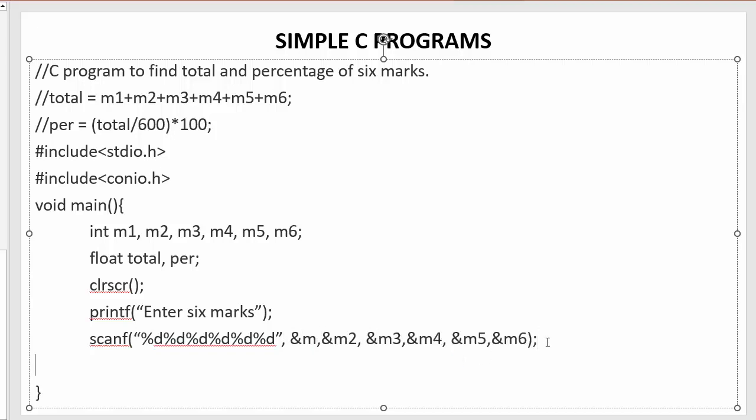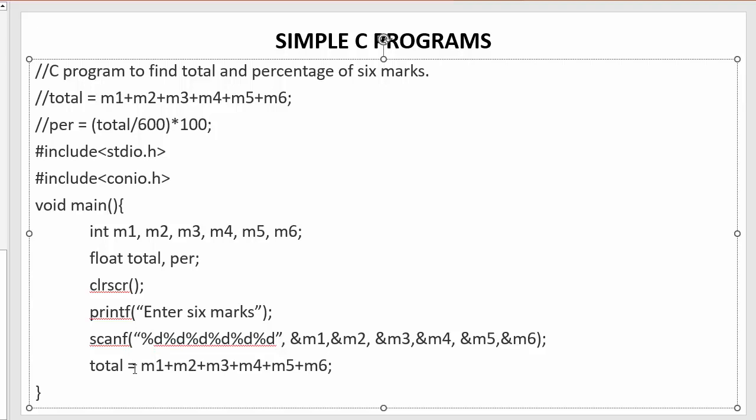Now you have everything in your hand. You have taken the marks of 6 subjects and stored those 6 subject marks inside the m1, m2, m3, m4, m5 and m6 variables. Now you need to add these variables to make the total. So I will use the total variable. Total equals m1 plus up to m6.